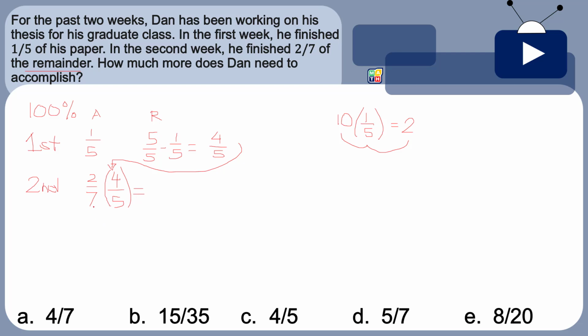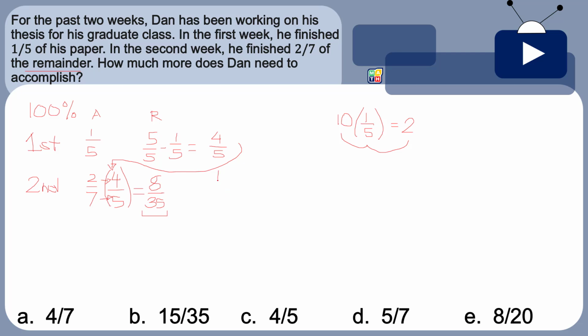That's actually 2/7 of the remainder. So when you have fractions to multiply, simply multiply numerator to numerator, denominator to denominator. So 2 times 4 is 8 over 35. That's the product. This is the accomplishment of Dan for the second week.